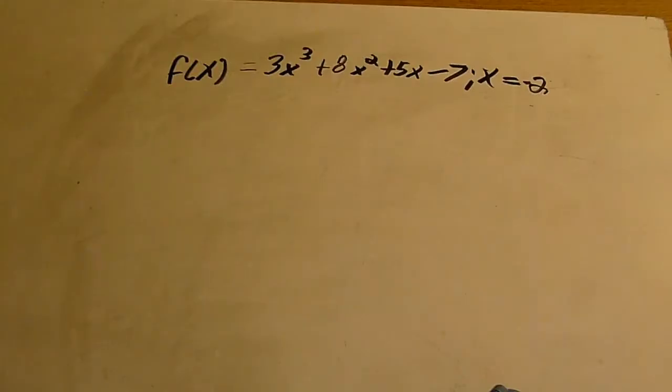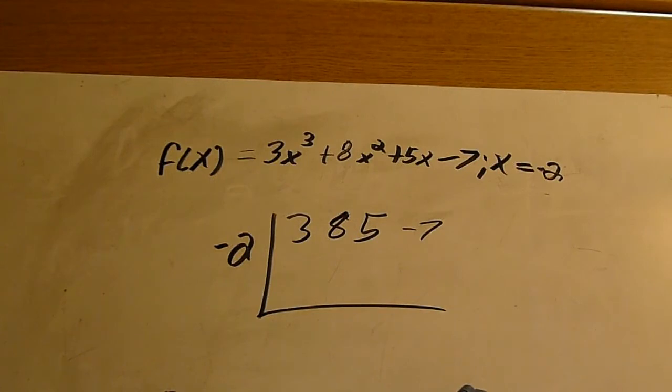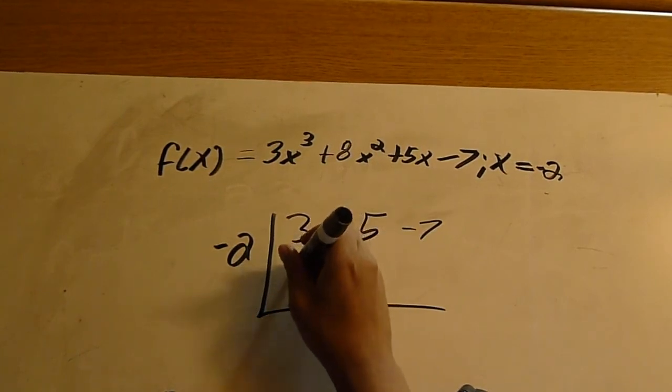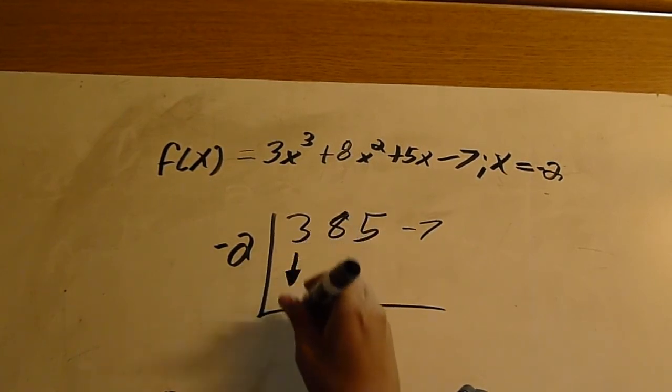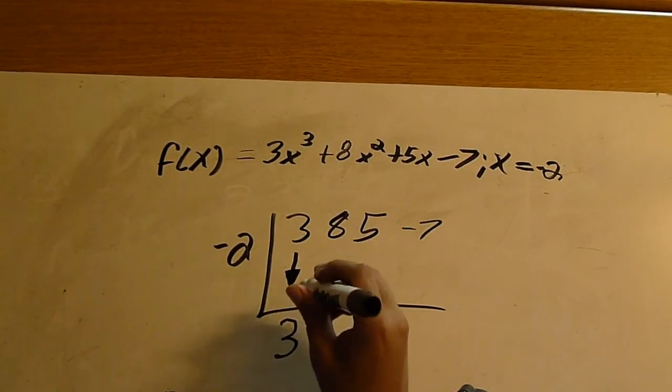Using synthetic division and remainder theorem, we will evaluate the following function: 3x cubed plus 8x squared plus 5x minus 7. Also, x will equal negative 2. Now, using synthetic division, we will evaluate the following equation. So first, you bring down your 3.